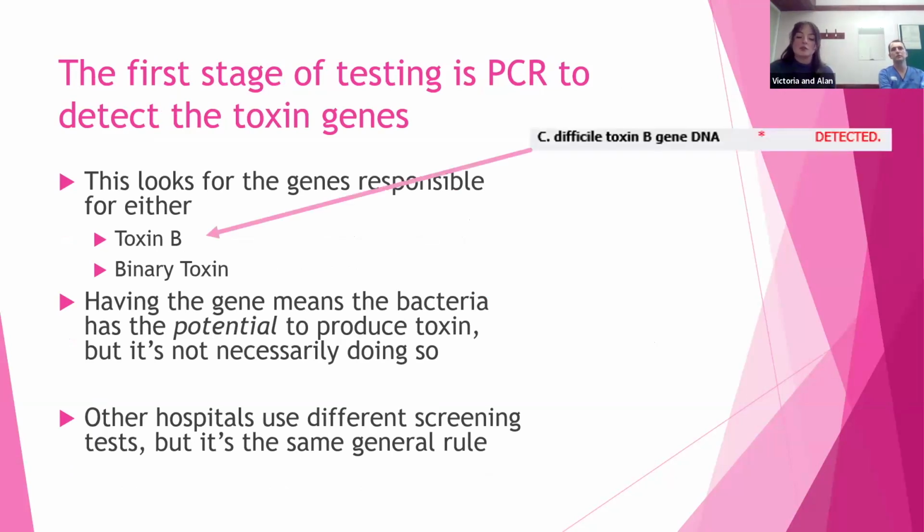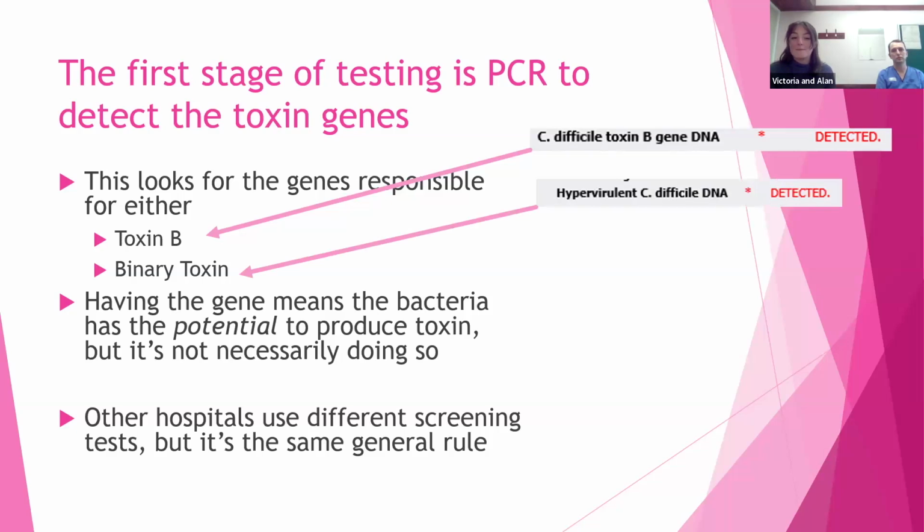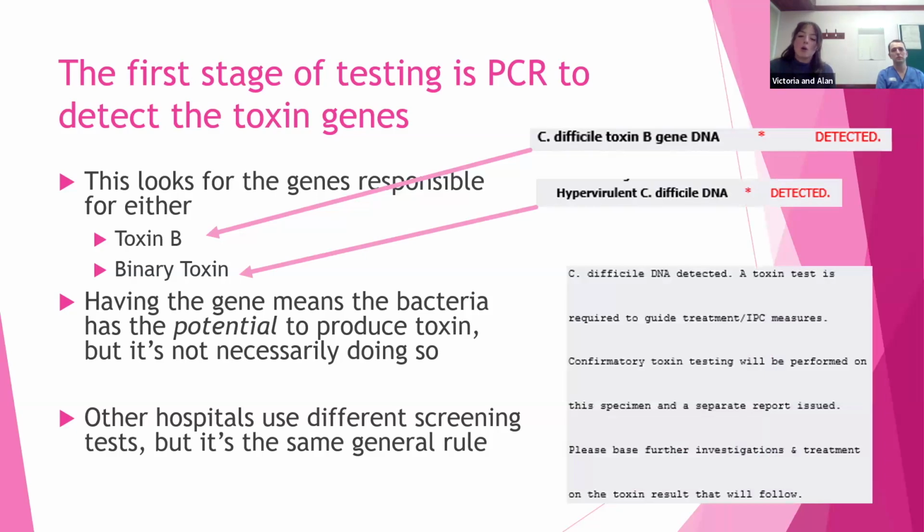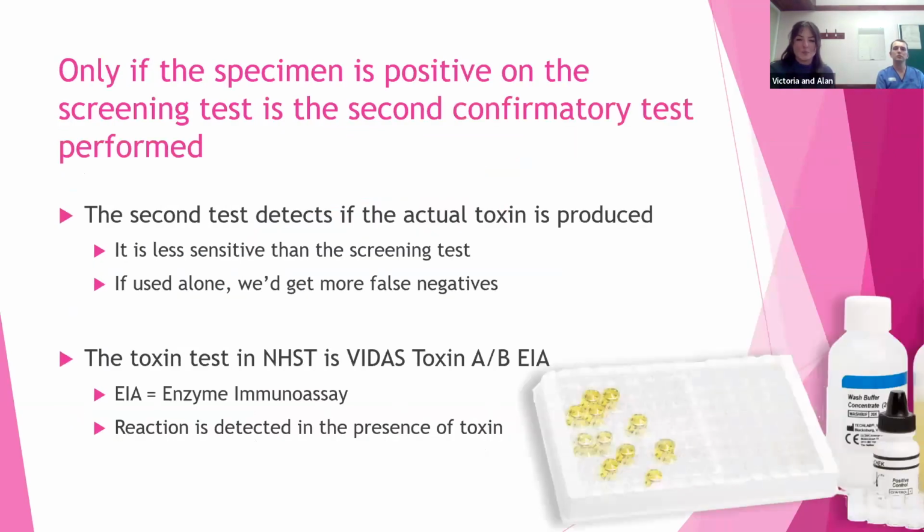And if you were to get a positive result for a patient, this is how it would look for a toxin B gene positive, and this is how it would look on ICE for a binary toxin PCR positive. So you would get a hypervirulent C. diff result. And they all come with this comment. And this comment basically says a toxin test is required. And that is because we are doing the screening test, but the toxin test is the confirmatory assay.